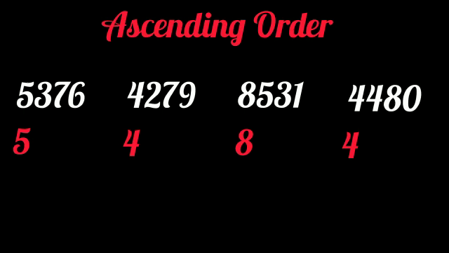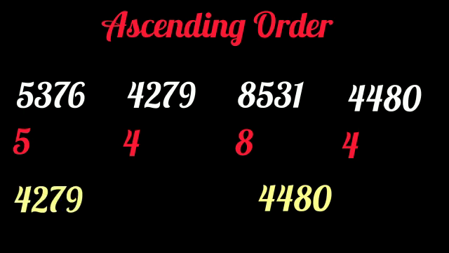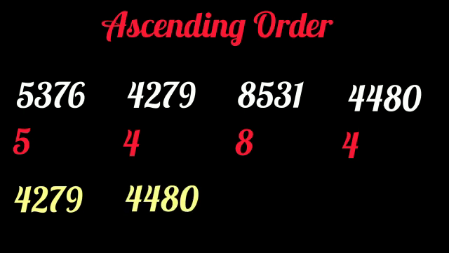But here we can see 2 numbers are having 4 as a first digit. So first of all, we should compare that numbers. 4279, 4480. Here we can see the first digits are same. So compare the next digit. Here the next digit is 2. Here it is 4. So among 2 and 4, which is a smaller number? 2. So we should write this number as the first number. Again, the second number will be, yes, 4480.